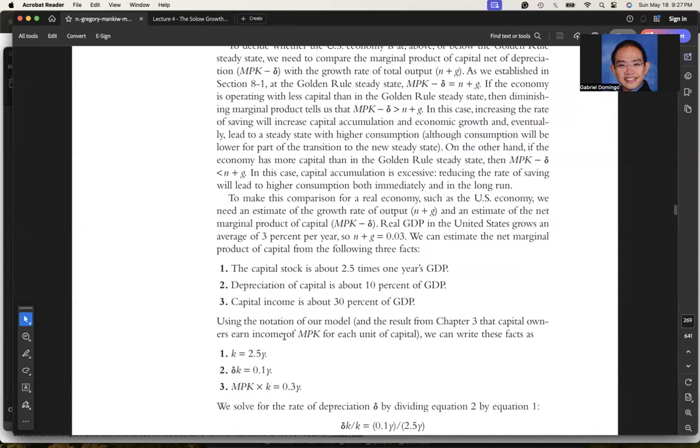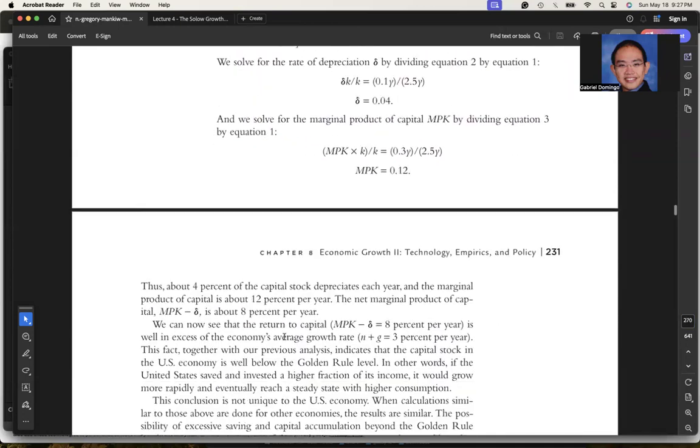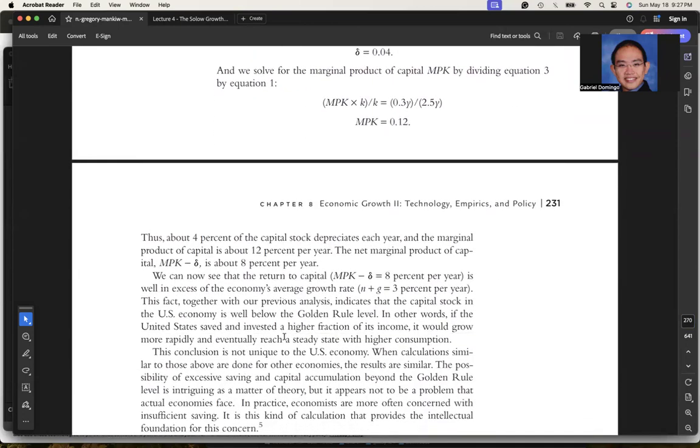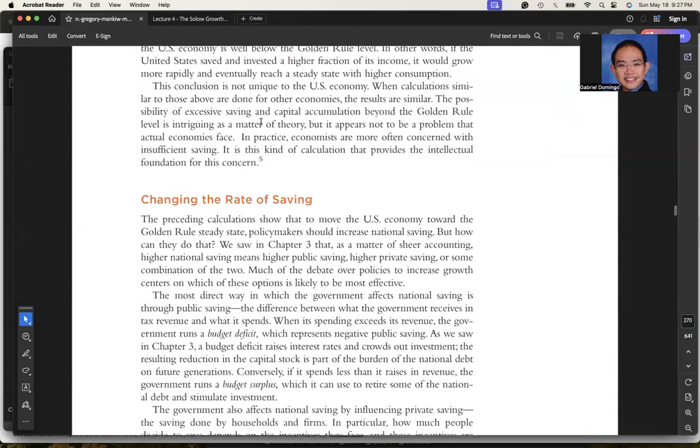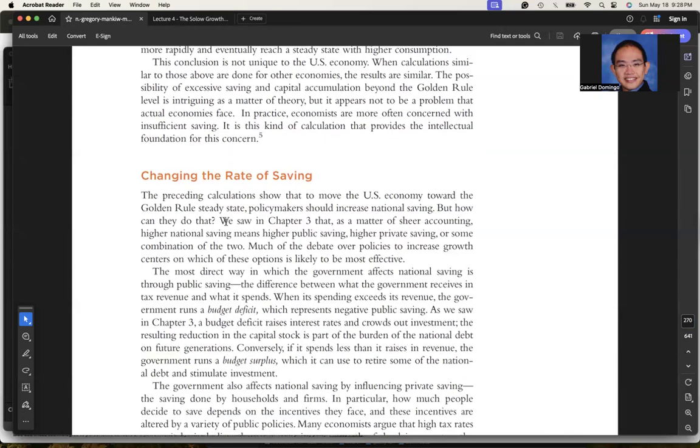Okay? So I invite you to look at these numbers and these calculations, but these can be basically done. Okay, and it turns out that when calculations are done, the possibility of excessive saving and capital accumulation is intriguing, but appears not to be a problem. Okay. In practice, economists are more concerned with insufficient saving, which means the K star is below K gold.